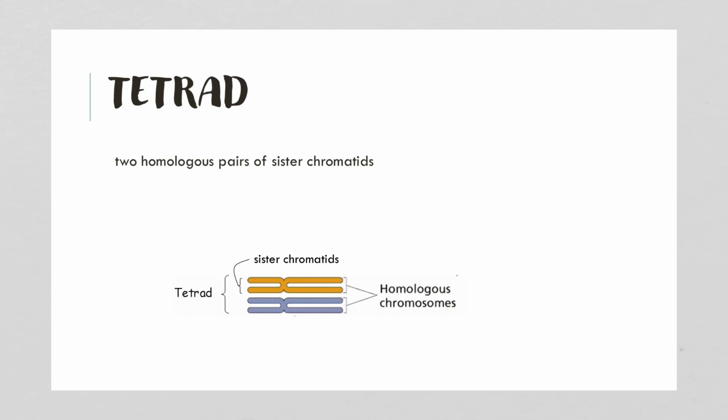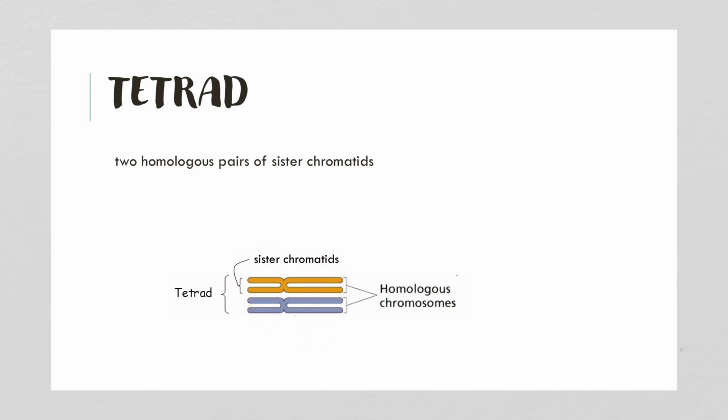Another term to bring in is tetrad. So a tetrad is 2 homologous pairs of sister chromatids. So it gets a little complicated. So again, these 2 orange parts are the sister chromatids. The orange and the blue are the homologous chromosomes. And then the whole thing together is the tetrad.